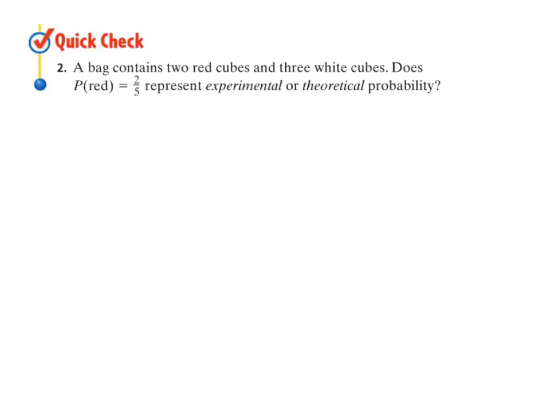A bag contains 2 red cubes and 3 white cubes. Does the probability of red equals 2/5 represent experimental or theoretical probability? Was the experiment conducted? No. So the probability of red equal to 2/5 represents theoretical probability.